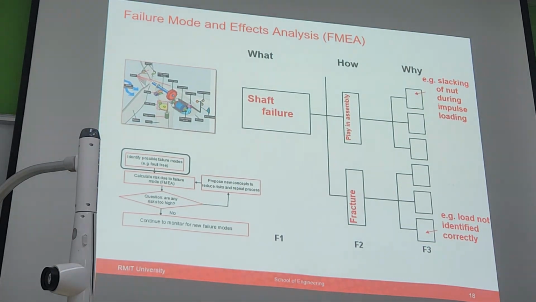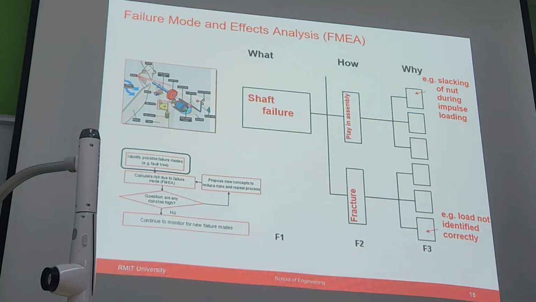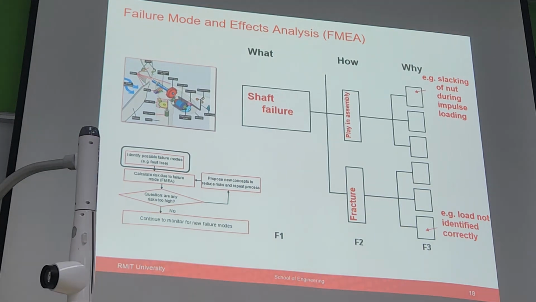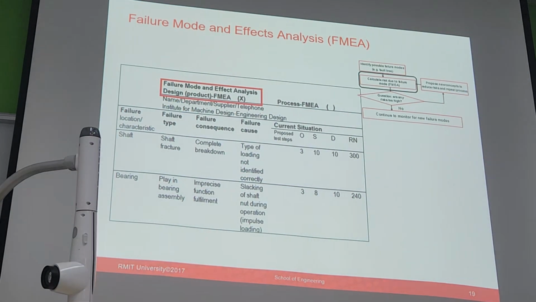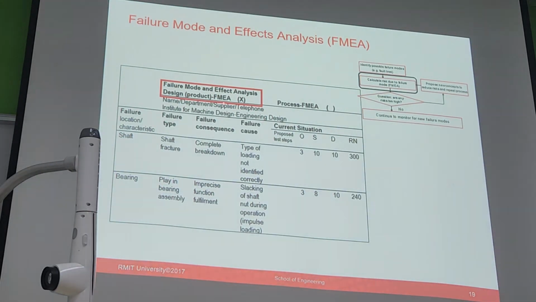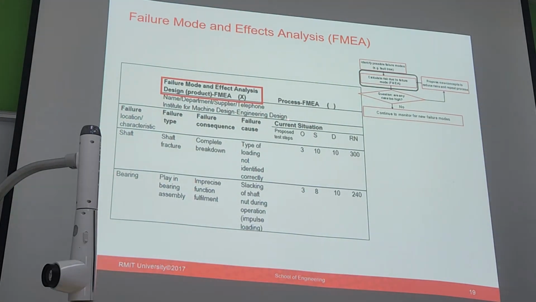So far, any question? So, we write what, how, and why, yes? Anything else we have to put in the table? It is about OSD, is that correct? Write it here: failure mode and effect analysis design. As you can see here, the name of the department, anything you like to write.